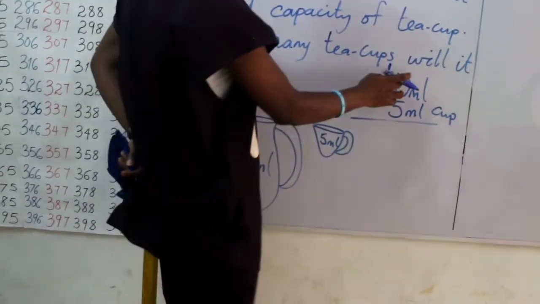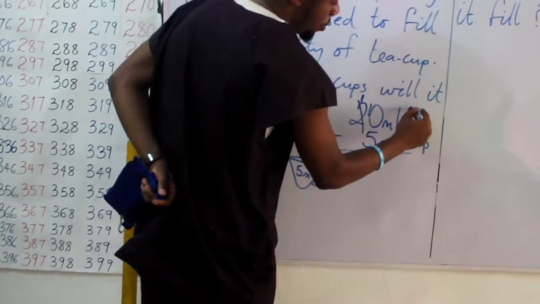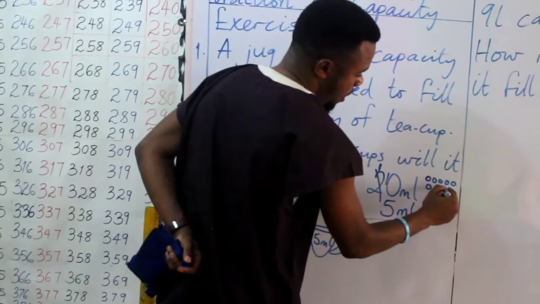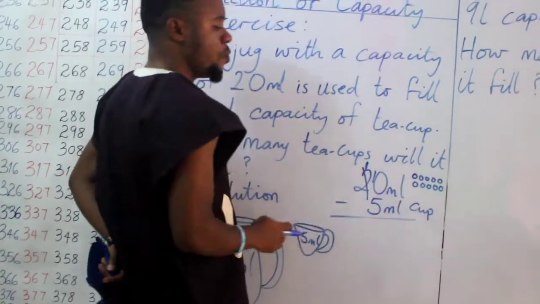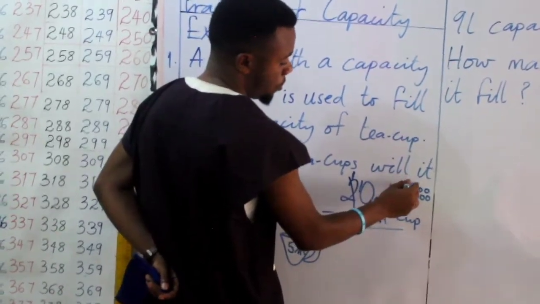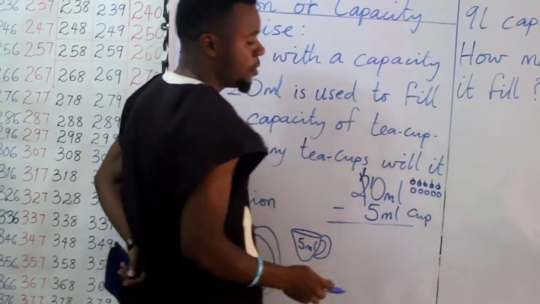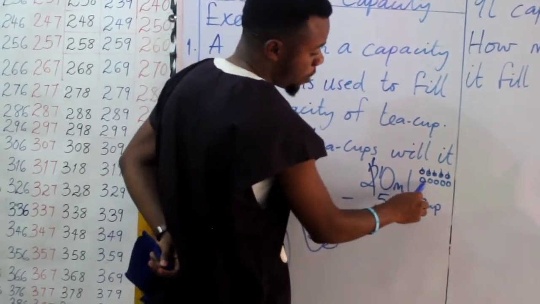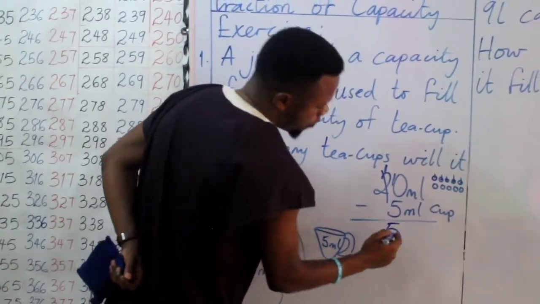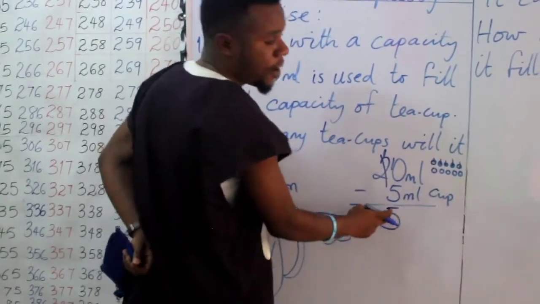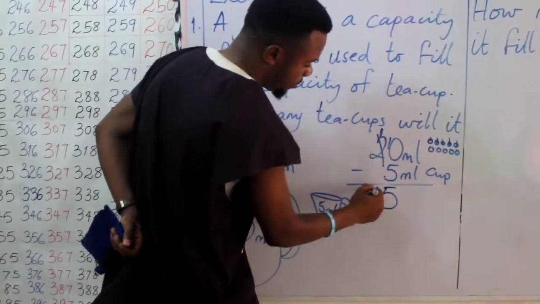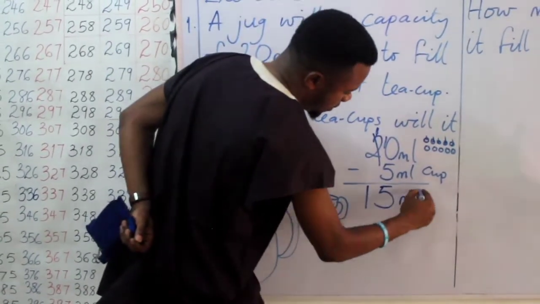10. So let's count 10 and take away 1, 2, 3, 4, 5, 6, 7, 8, 9, 10. We take away what? 5 from 10. 1, 2, 3, 4, 5. Good, we've taken it away. What do you have left? 1, 2, 3, 4, 5. We have 5 left. When you subtract 5 from 10, you have 5 left. So what do you have here? 1. There's nothing here, so we bring this one down. We have 15 milliliter.